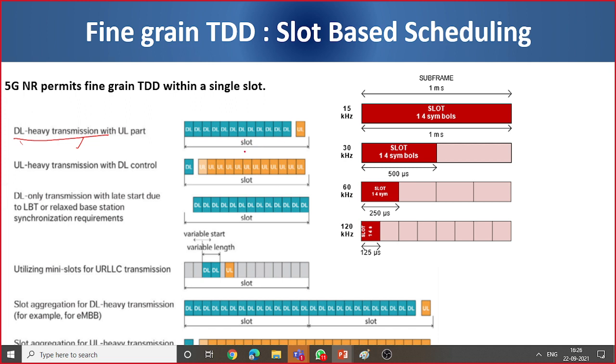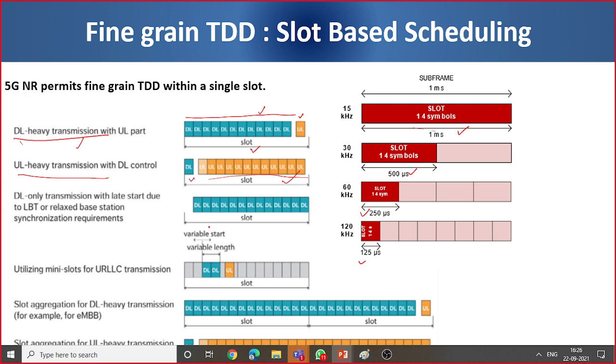Okay, so suppose it's a slot duration. This could be either 1 millisecond or half a millisecond or 0.25 or 125 microseconds. Within that slot duration, a user may be allocated a maximum number of symbols for downlink and a few for uplink. If it is an upload heavy transmission, then maybe the majority of the symbols in a slot are for uplink and for downlink some small number.